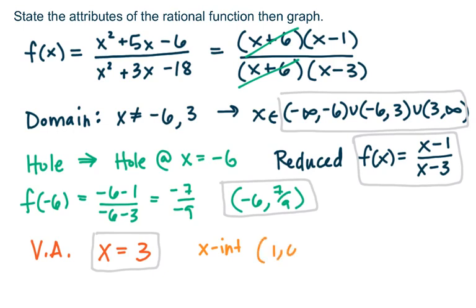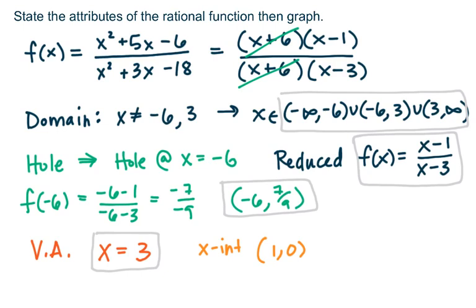So I have 1, 0. And x-intercepts can be found by setting the function equal to 0. 0 equals x minus 1 over x minus 3. Cross multiply, you'll end up with 0 equals x minus 1 or x equals positive 1. But because we're so good at this, we can do that without a lot of additional practice.